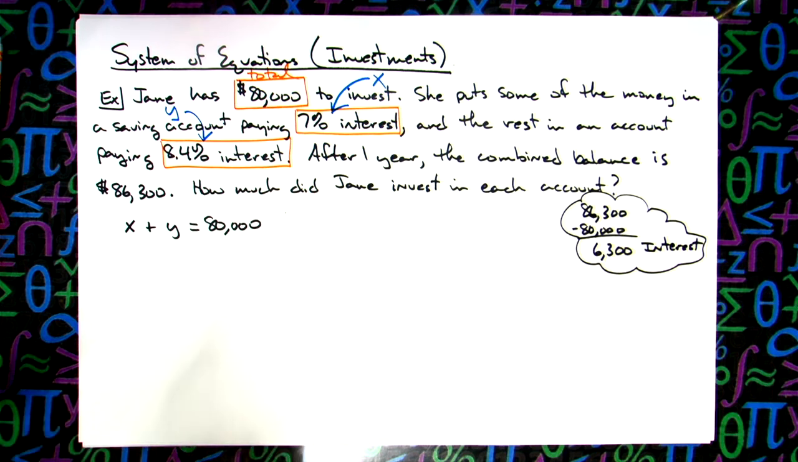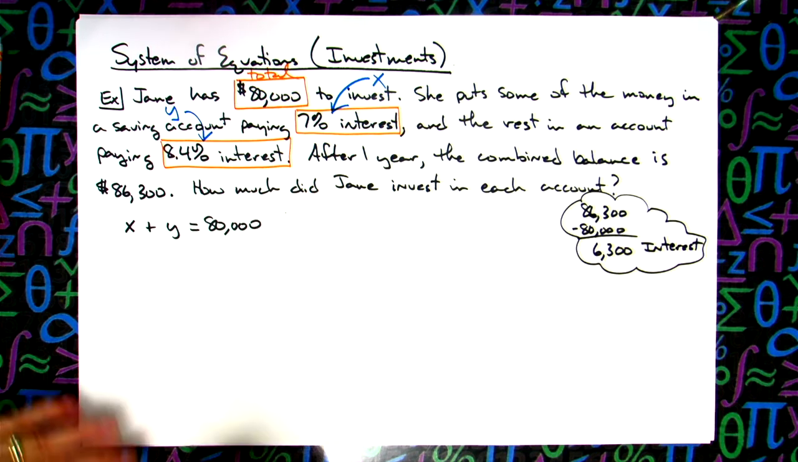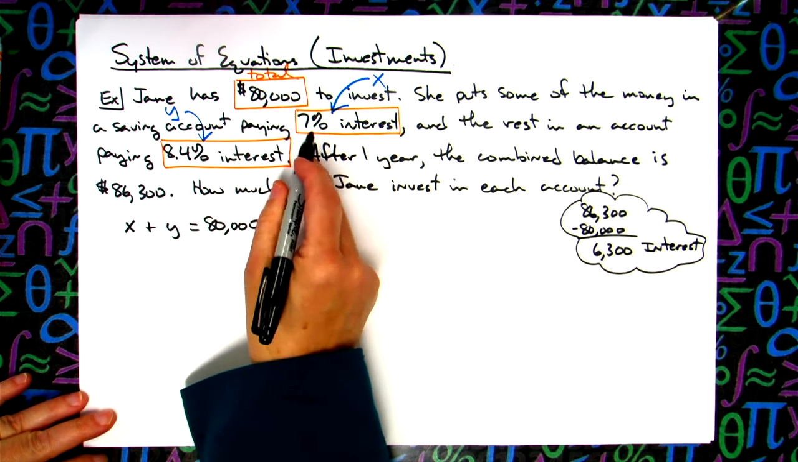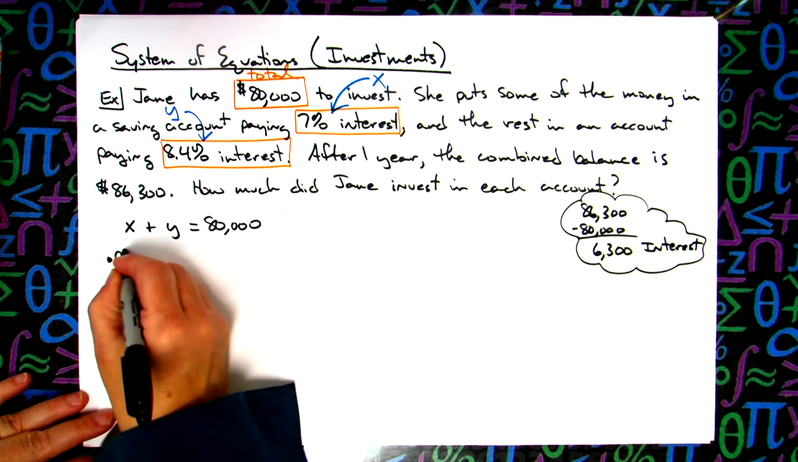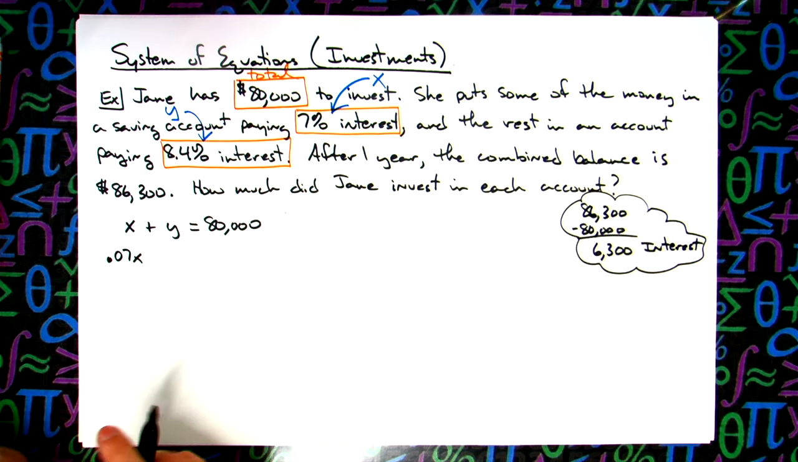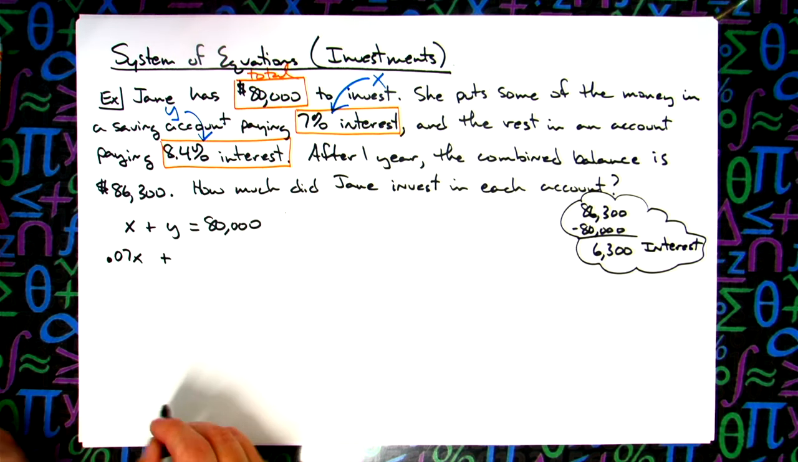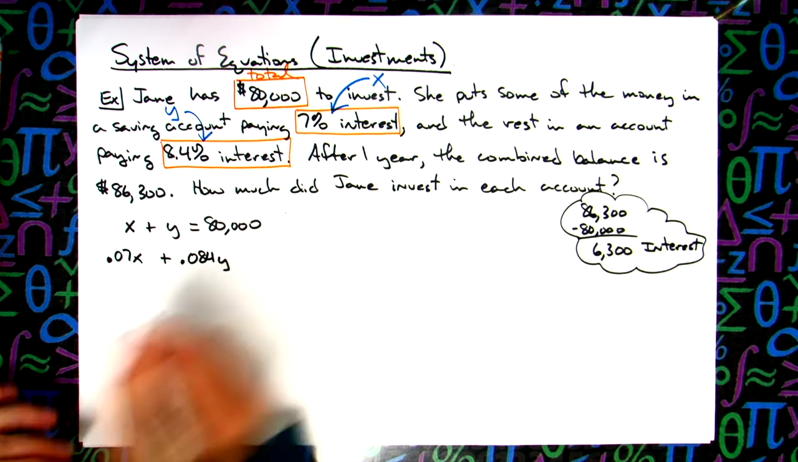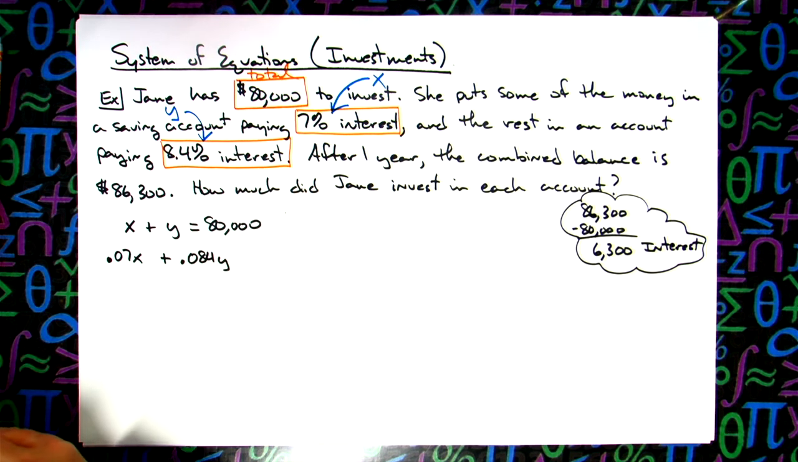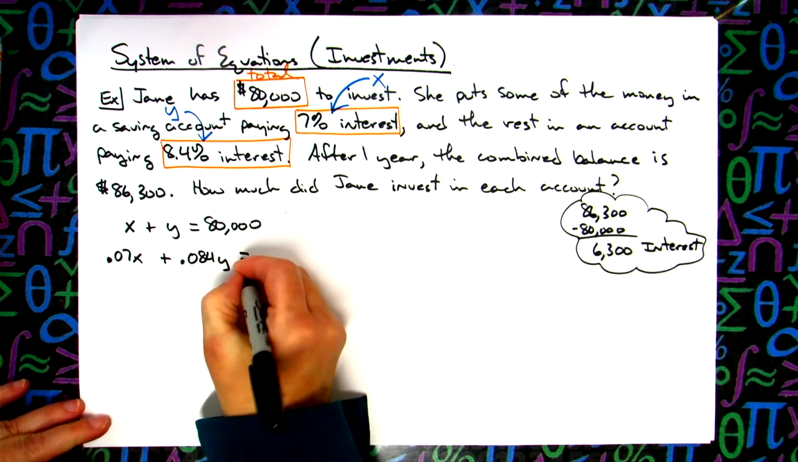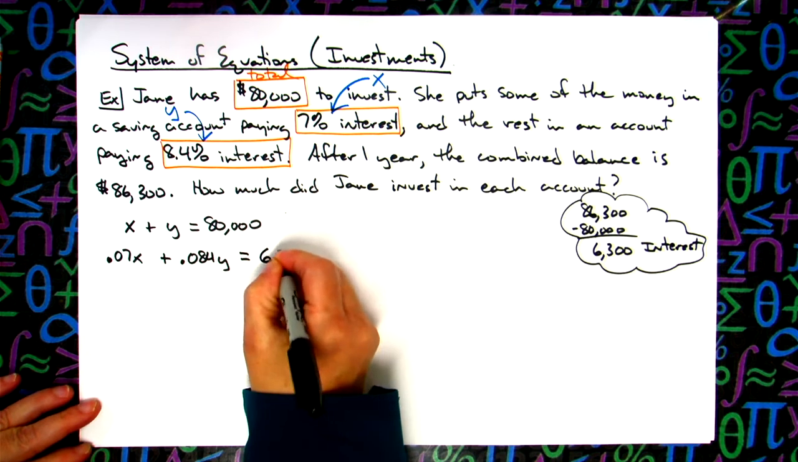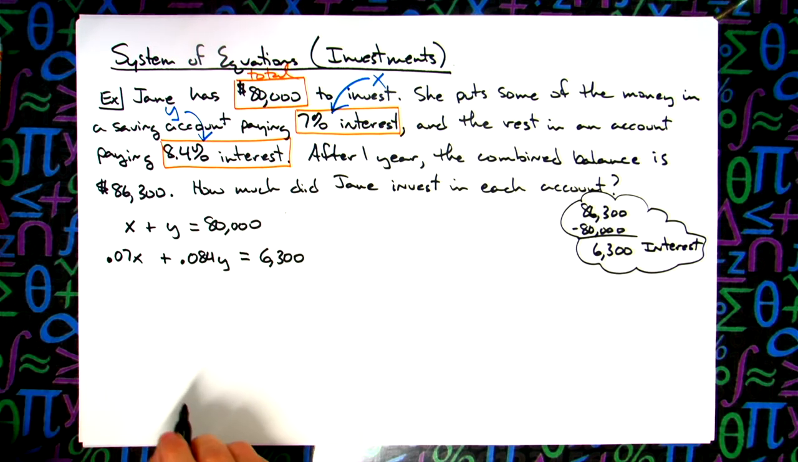So my second equation deals with the interest. The amount of interest for the first one would be 0.07 times x. And then if I change the 8.4% to a decimal, I'd have 0.084y. That's going to tell me the amount of interest that was earned there, and that's going to equal the total amount of interest that was earned, which was $6,300.